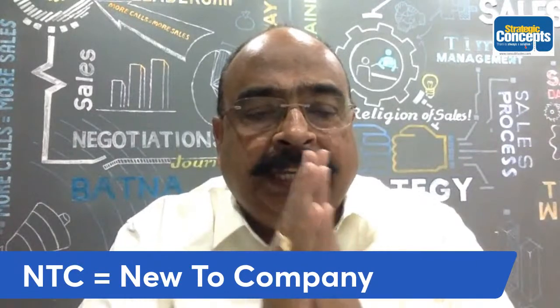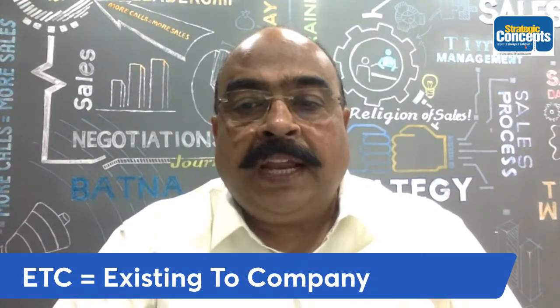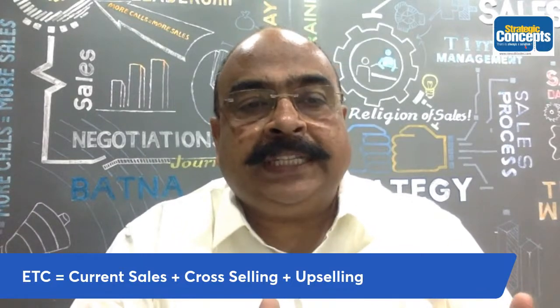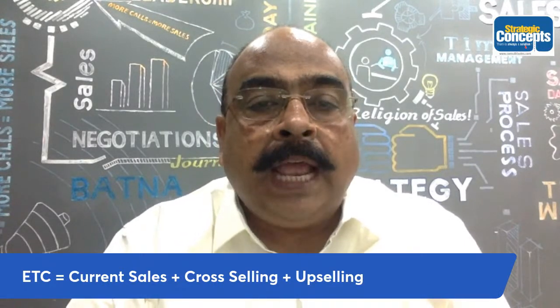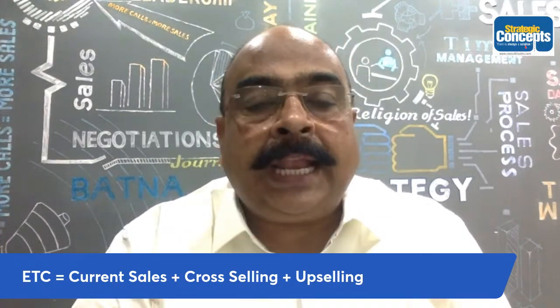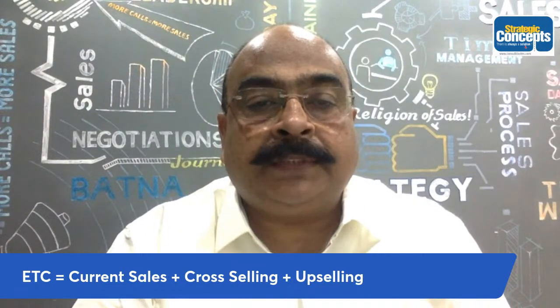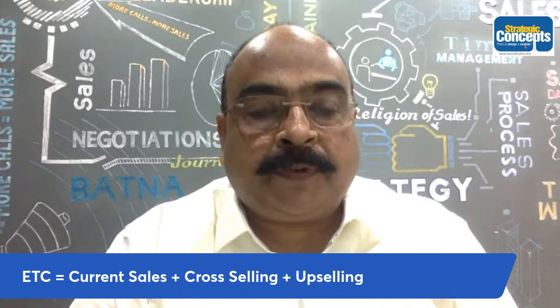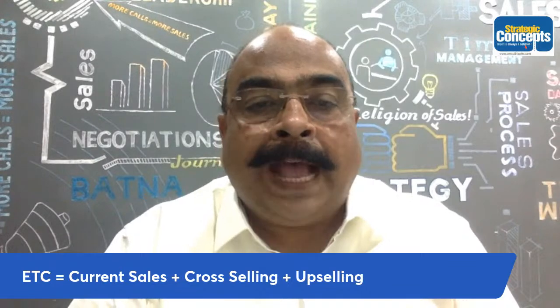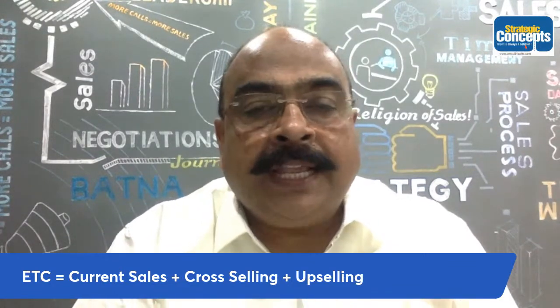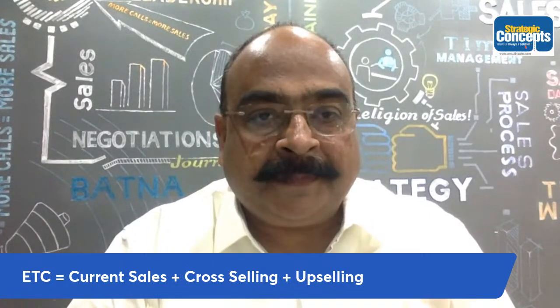Now, ETC plus NTC gives my entire sales for the year, and ETC is existing to the company, as I just told you. Now, let's quickly look at what comprises ETC. ETC business will come out of current sales, which is my existing customers, and also the cross selling and upselling that I do to my existing customers, right? So if there's any scope left for further cross selling or upselling to my existing customers, I do all that. I add it to my current sales and I call that my ETC sales. Fantastic. Now, what do I call my NTC sales?